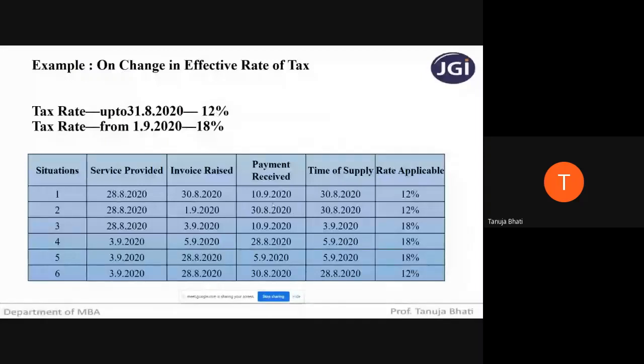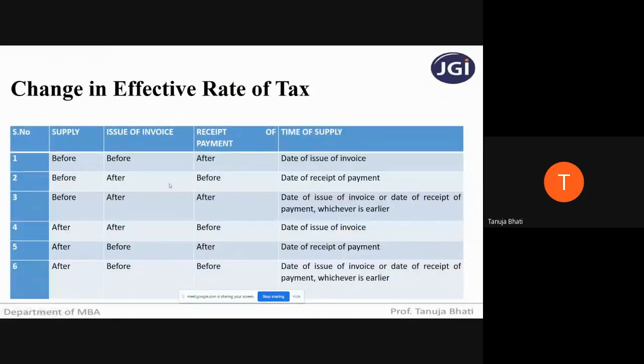So this is nothing but how to identify the time of supply and how to identify the rate applicable whenever there is a change in the effective rate of tax. So you just need to compare three things: the date of service provided, the date of invoice raised, the date of payment received, along with the date when the tax rates are being changed. So depending upon these dates, you can identify the time of supply and the rate applicable. So I hope these 6 situations are clear to you all.